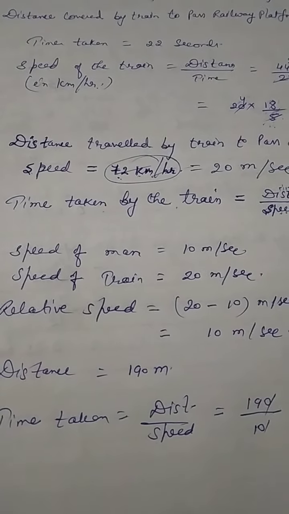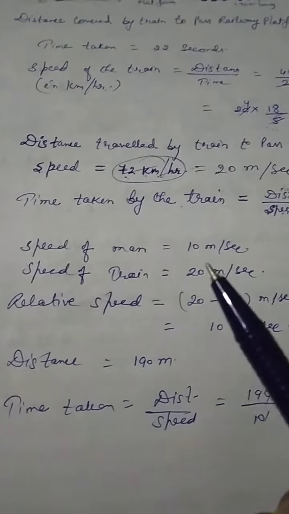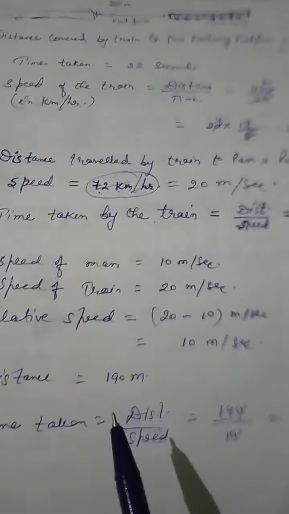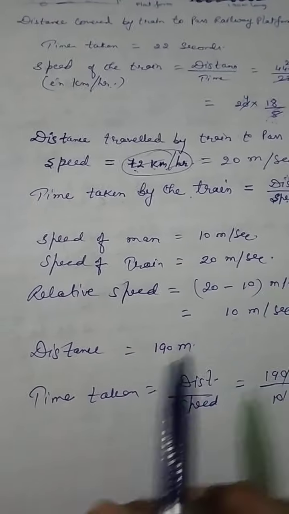So time taken by the train to pass the man. This will also be a single man only. So we will take the length of the train only, that will be the distance covered.